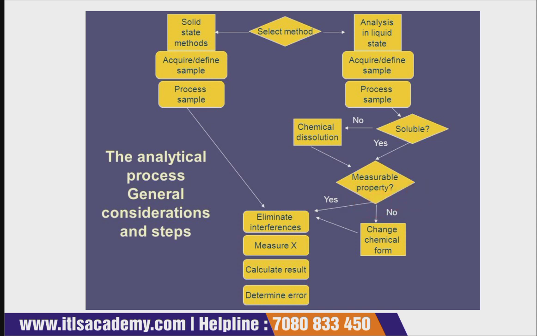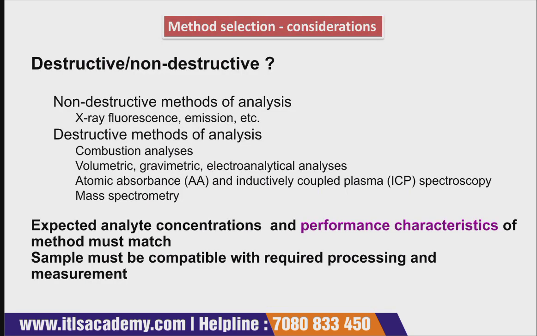Okay, if the property is measurable, then you have to follow all these things, that is eliminate the interference, measure the x, calculate the result, determine the error. But if the sample is not measurable, then you have to change the chemical form. So the chemical form you have to change, that is you have to get back to the solid one. Okay, so this is the general outline.